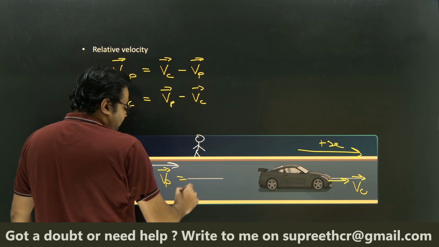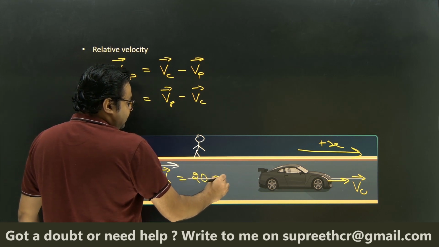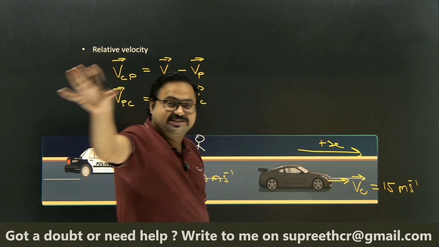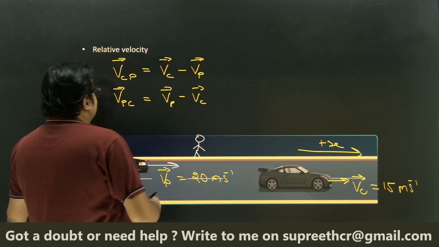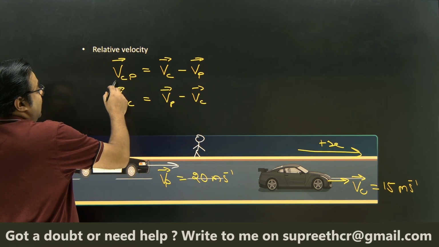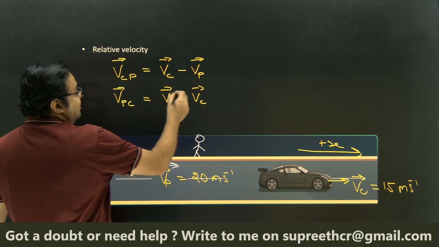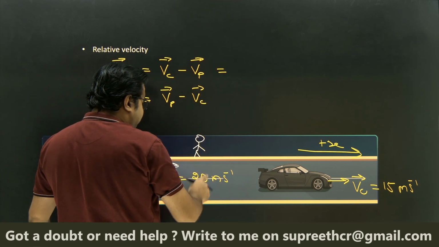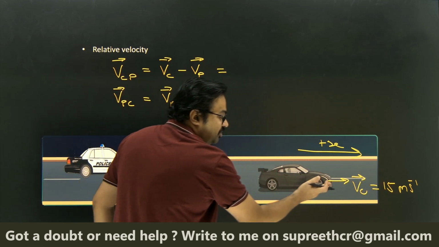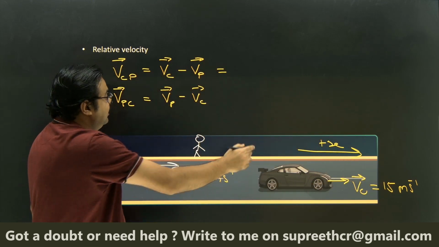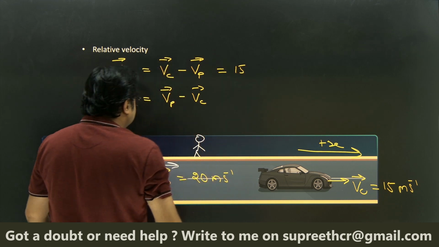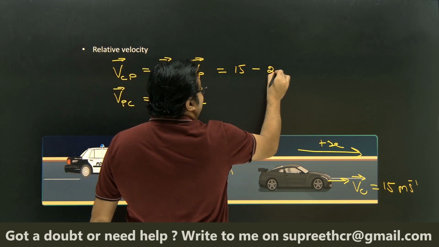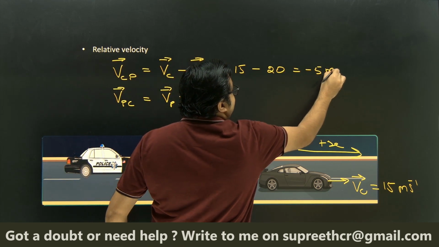Let's assume that Vp is 20 meter per second and Vc is 15 meter per second, for instance, just to understand this better. Now, what is the velocity of the car as seen by the police? That's the question you're going to ask now. It is Vc minus Vp. Vc is positive. Why? Because this vector is in the positive x direction. So you can write it as 15. And then you have minus. Vp is also positive. That's 20. So you write 20. The answer you get is minus 5 meter per second.